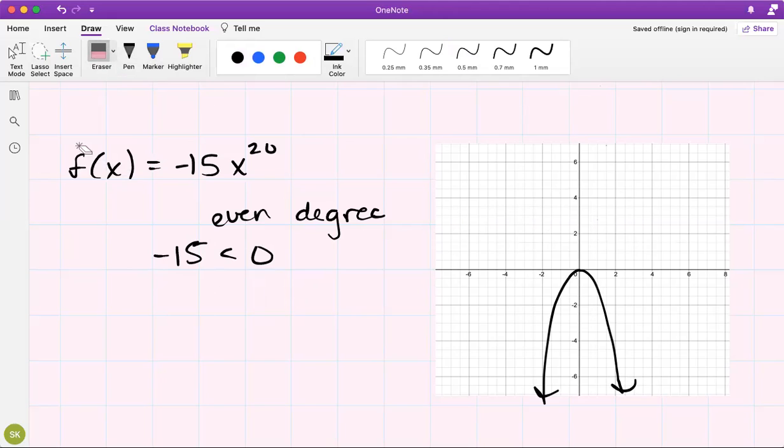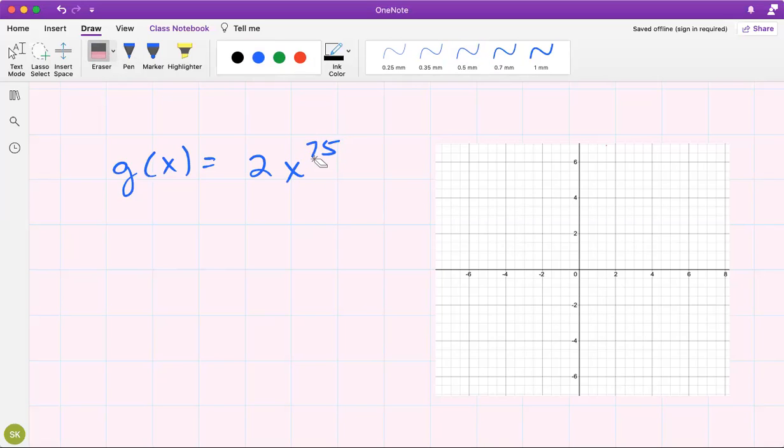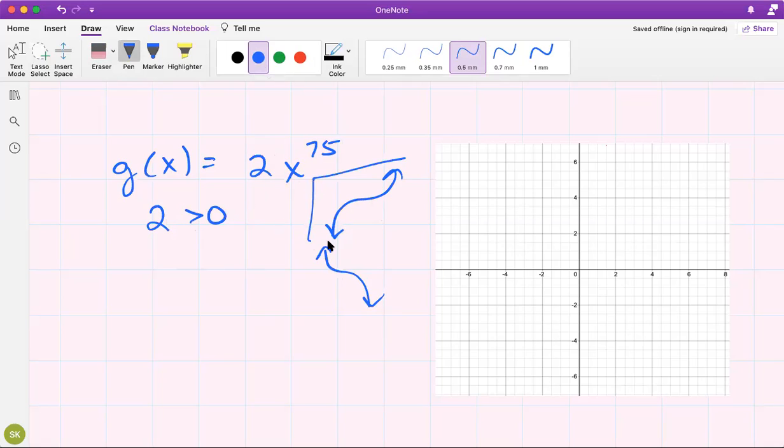If I gave you the polynomial function, let's say, let's do it in blue, g of x is equal to 2x to the 75. Well, you notice that this number is odd and is greater than or equal to 3. So this is going to look like this because 2 is greater than 0. Our two options when it's odd is to look like this one or to look like this one. And the way we choose is to see if this number in the front is greater than 0. If it's greater than 0, we go with this one.